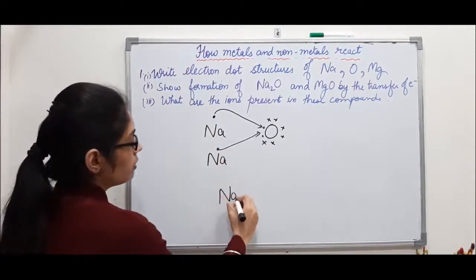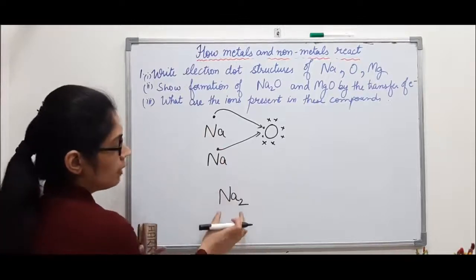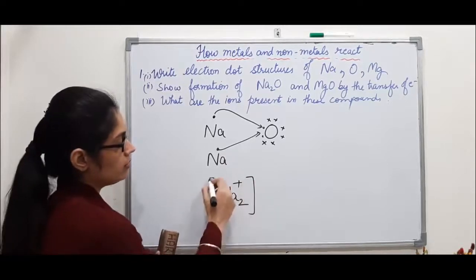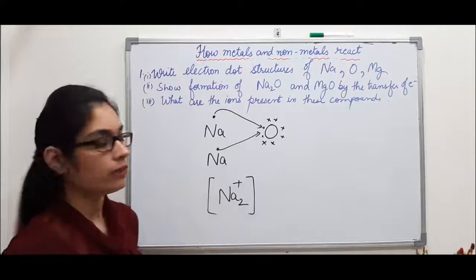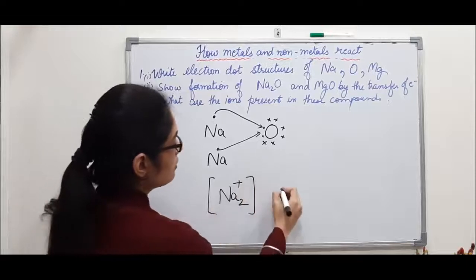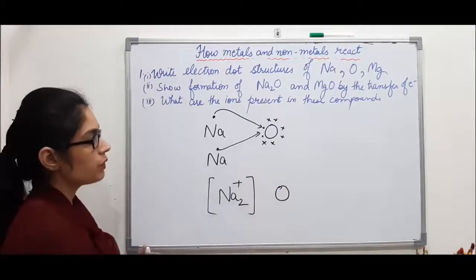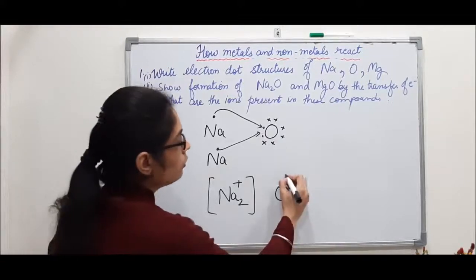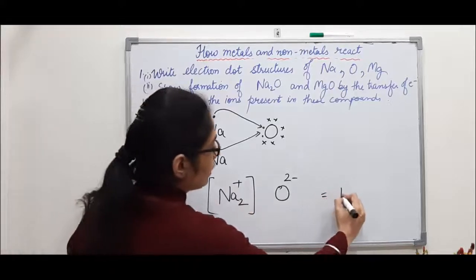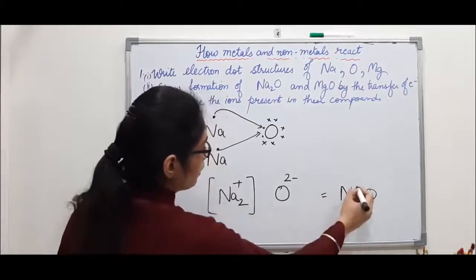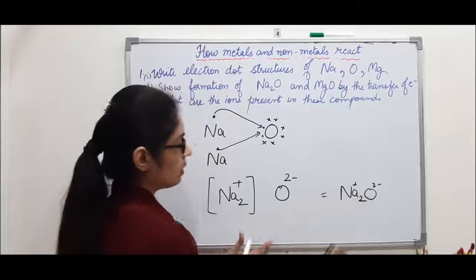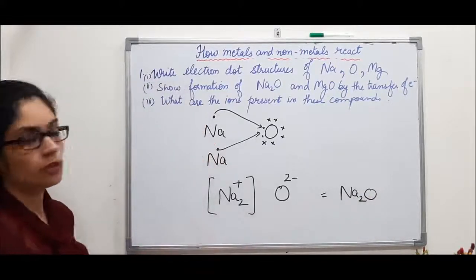And sodium, since we are taking 2 atoms, so it will become Na2. So positive charge it will acquire, because it is transferring electrons or it is giving electrons. And oxygen, since it is receiving the electrons, and 2 electrons it is receiving, so 2 negative charge it will acquire. So we can also write it as Na2O. Here plus charge and minus 2. So here it's not required because we have already written here. So this is the formation of sodium oxide.